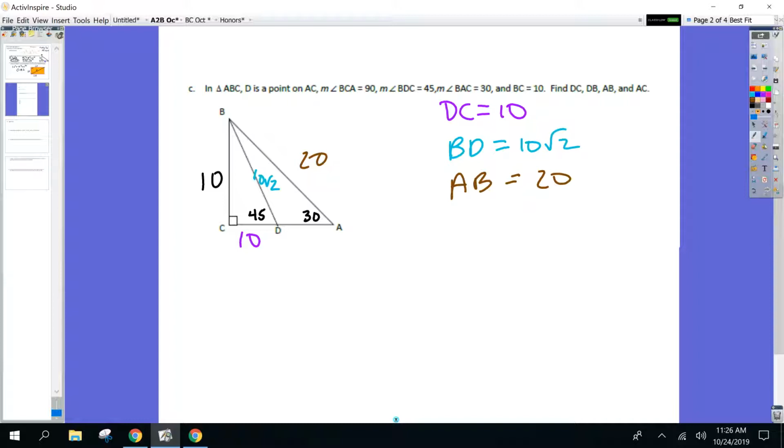And it looks like I'm missing one more side. What side have I not found yet? I got DC, I got DB, I got AB. I need AC now. Whew, all right, no big deal. AC is a part of what triangle? The big one, which we said was what type? 30, 60, 90. Okay. So I already have the 30 here and I have the 90 here. That means this angle up here has got to be what angle? 60.